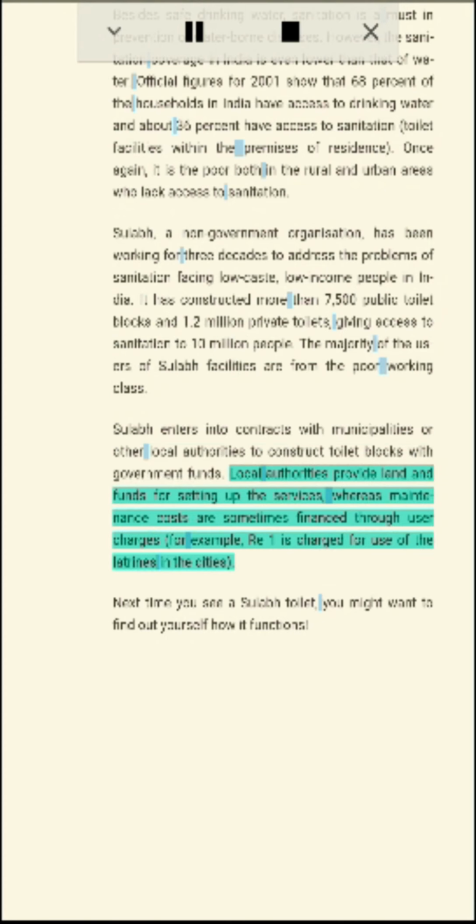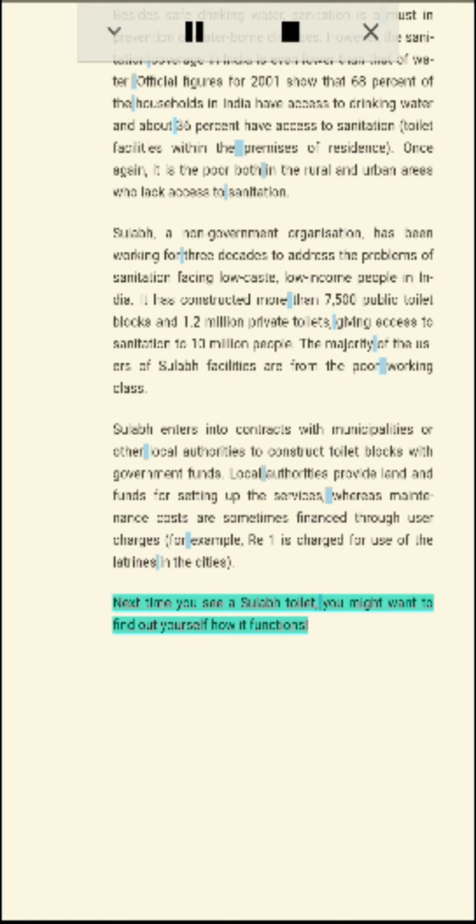SULAB enters into contracts with municipalities or other local authorities to construct toilet blocks with government funds. Local authorities provide land and funds for setting up the services, whereas maintenance costs are sometimes financed through user charges. For example, Re 1 is charged for use of the latrines in the cities. Next time you see a SULAB toilet, you might want to find out yourself how it functions.